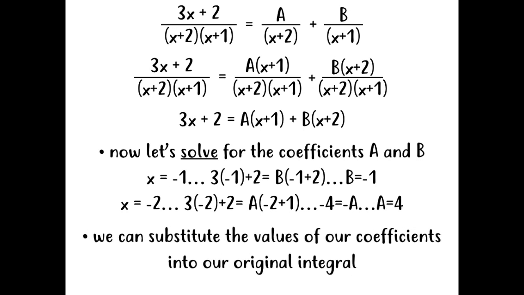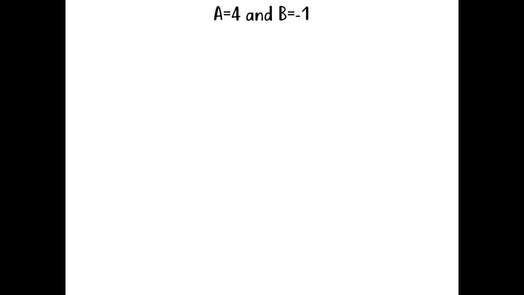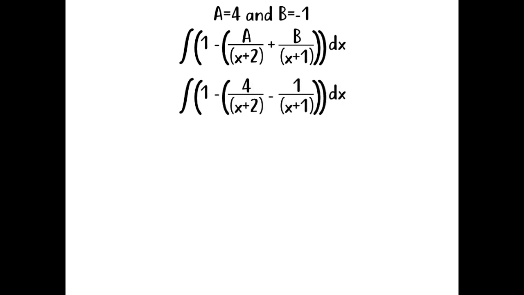We can now substitute the values of our coefficients into our original integral. When we substitute the values a equals 4 and b equals negative 1 into our partial fraction decomposition, we're going to get the integral of 1 minus, in parentheses, 4 over x plus 2 minus 1 over x plus 1 dx. When we do this, we can separate our integrals.